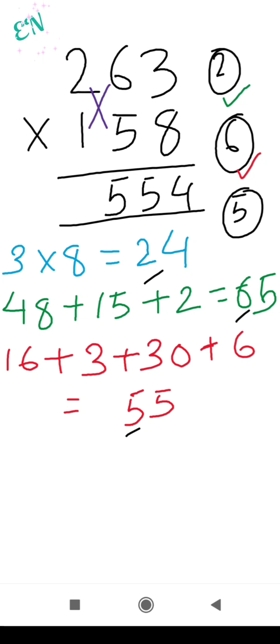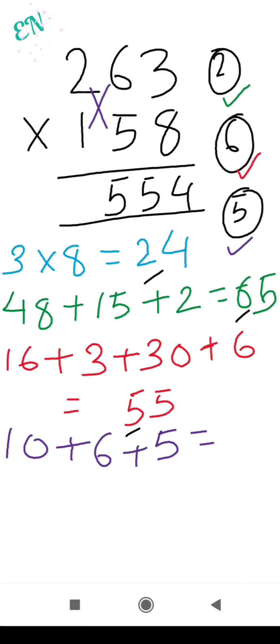In the fourth step, we need to multiply hundreds to tens and tens to hundreds. So 5 2s are 10, then 6 1s are 6, plus we need to add the carry 5, and here comes the answer as 21. 1 we will write in the answer and 2 we will keep aside as carry.